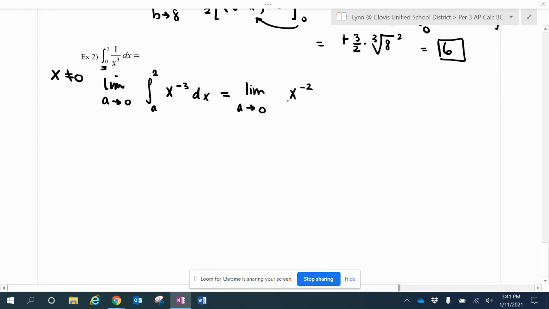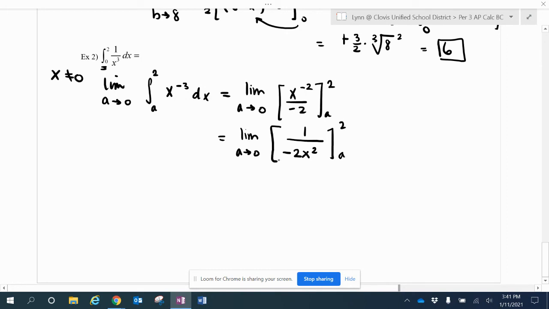So add 1 to the power and then divide, and then we're going from a to 2. I'm going to go ahead and actually rewrite that because I can see where I could potentially make a mistake. So that would be 1 over negative 2x squared. There we go. That looks more like something I can manage. And then I'm going to go ahead and substitute in the 2 and then the a as well. So if I put in 2, I'll get 2 squared is 4, so that would be negative 8, and then minus 1 over negative 2a squared.